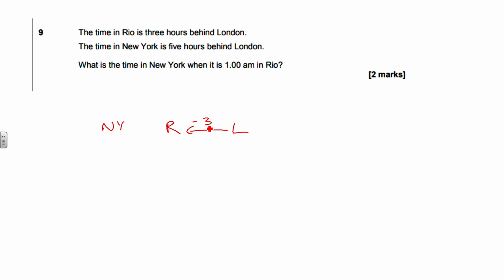Minus 3 hours to get to Rio from London, and minus 5 hours to get to New York from London. So if I go 3 hours back, I'm at Rio, and then New York must therefore be 2 hours back from Rio. So if it's 1 AM in Rio, then 2 hours before 1 AM will be 11 PM on the previous day. So it's 11 PM in New York.